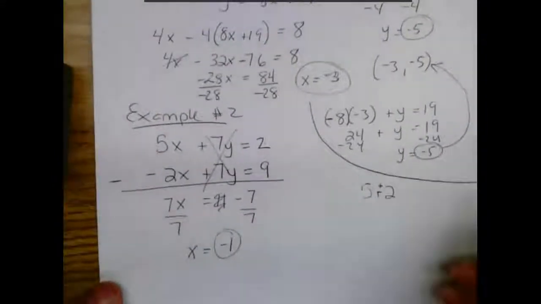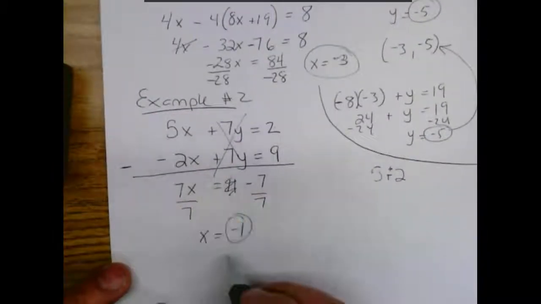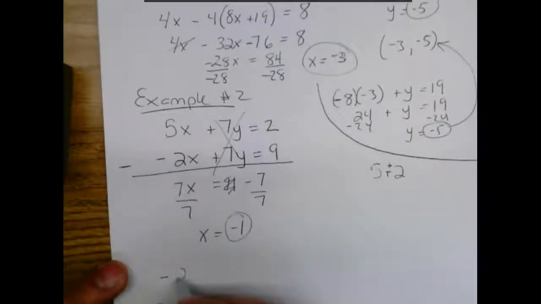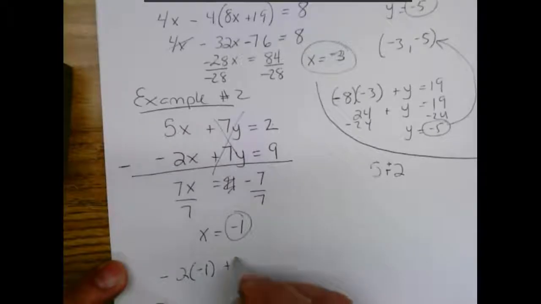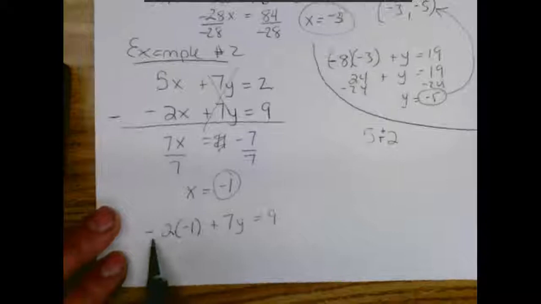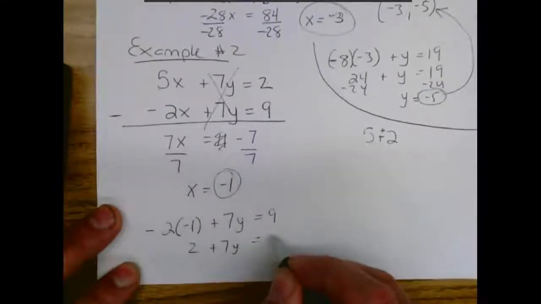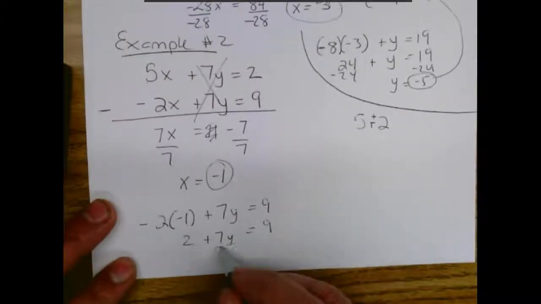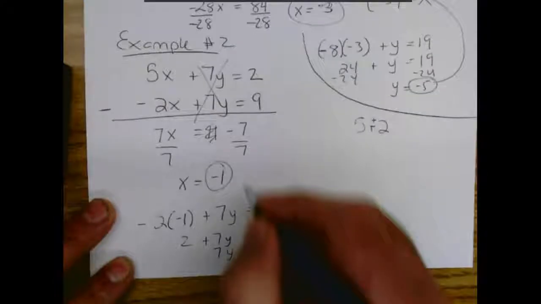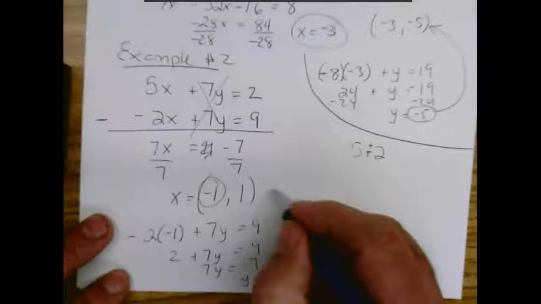Okay, so we got our first answer. X is negative 1. So then let's plug it back into the first one. And we'll actually go to this one. So negative 2 times negative 1 plus 7y equals 9. So negative 2 times negative 1 is 2 plus 7y equals 9. So we're going to minus 2. We're going to get 7y equals 7. Y equals 1. So we've got negative 1 and 1. That's our y. Okay, that's y.